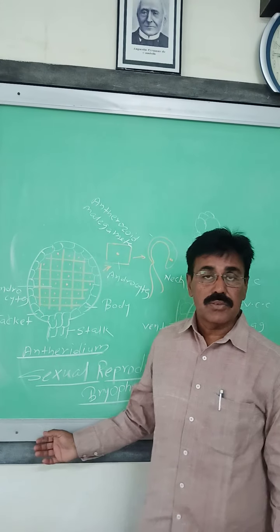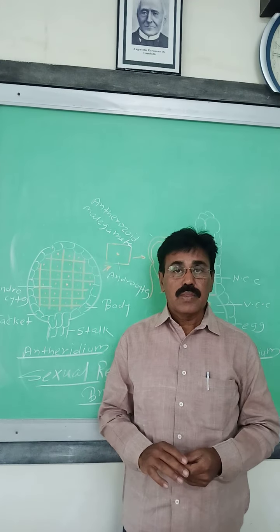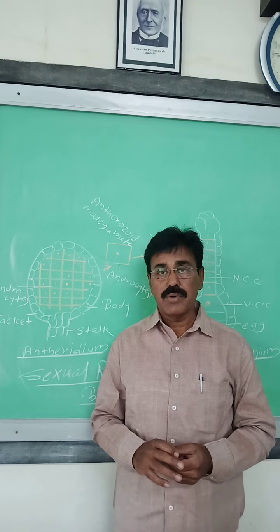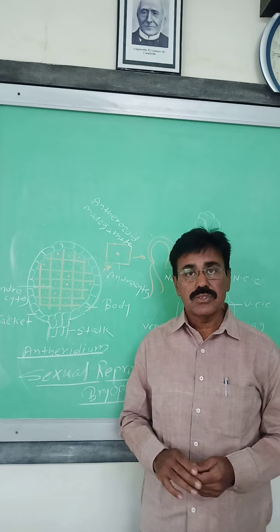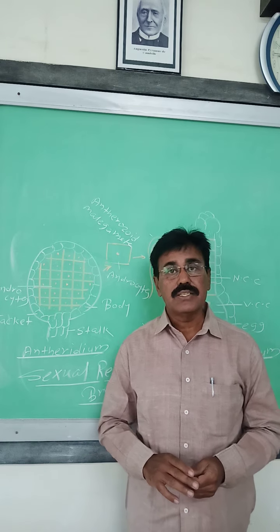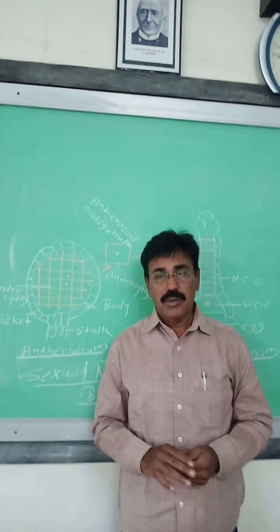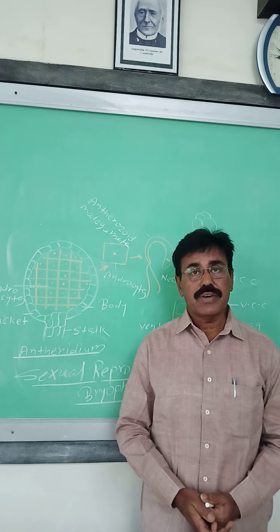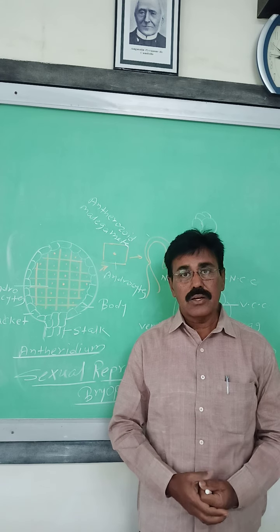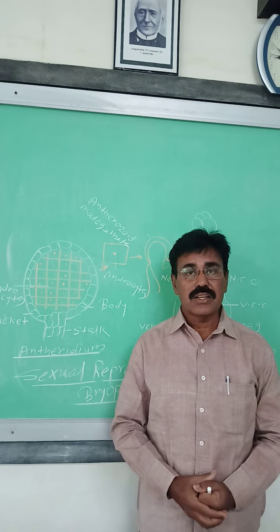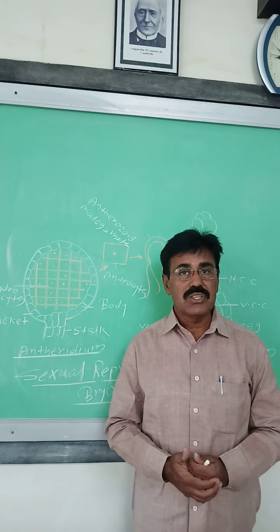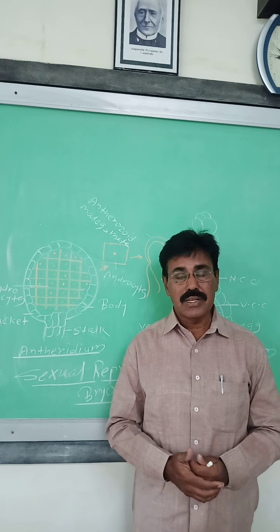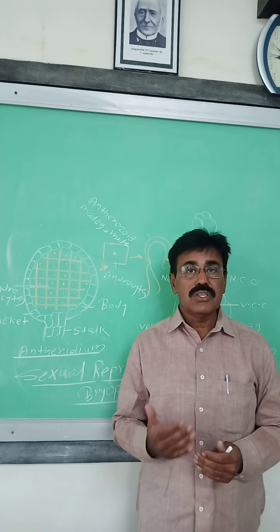In the last video we studied the vegetative character, habit and habitats of the bryophytes. In this video we start with sexual reproduction in bryophytes. Sexual reproduction in bryophytes involves two generations, the gametophytic generation and the sporophytic generation, and these two generations alternate with each other.